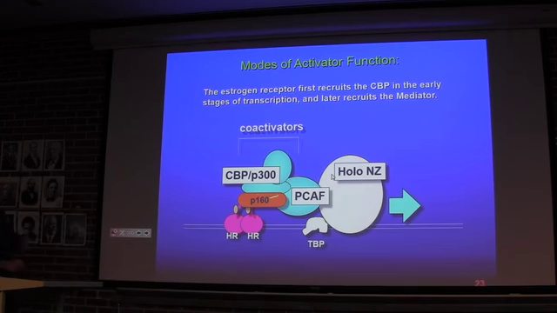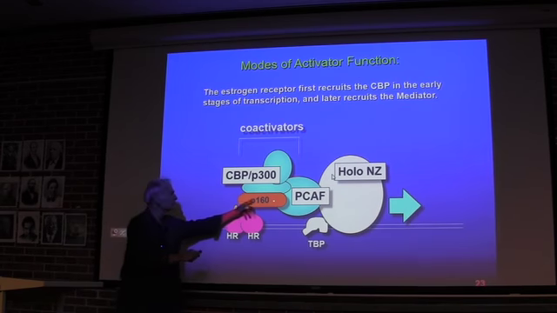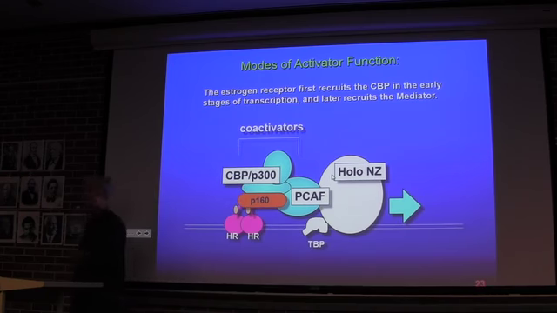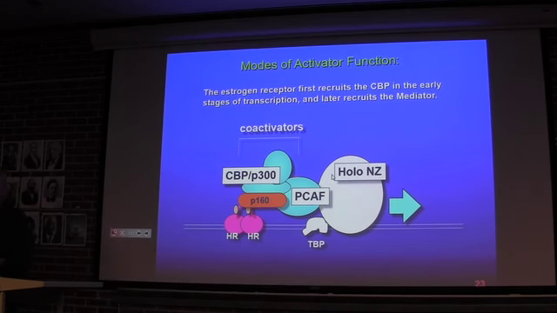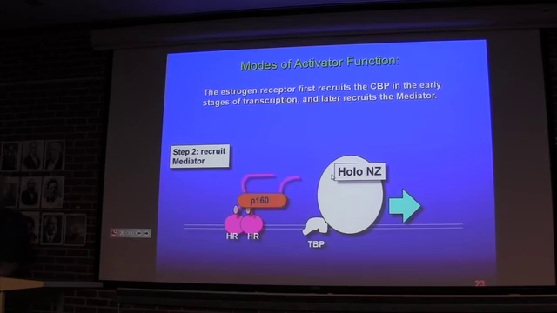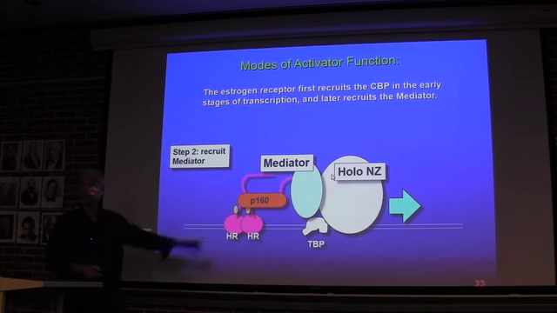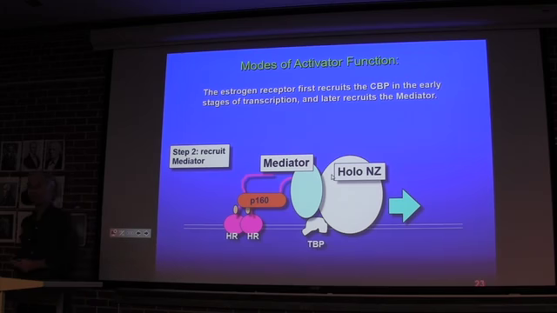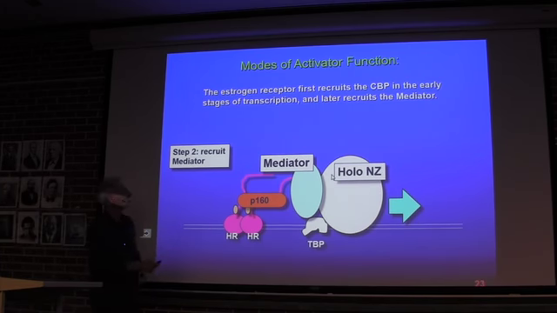But this is a series of events. It turns out that P160, as it recruits more and more things, begins to recruit a methylase, which methylates P160. And when that happens, it loses affinity for those other coactivators, but their benefit is already derived. Now, instead of recruiting those coactivators, it recruits mediator.